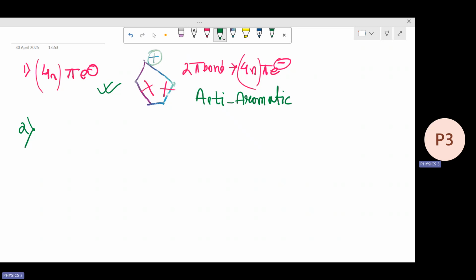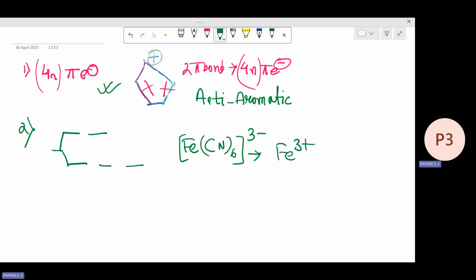Next, question number 2. They have asked which one contains only one unpaired electron. So we have to directly go for D and F block. According to the concept of D and F block, we all know that CN is a strong field ligand. Fe(CN)6 3-, having 3 negative, will give me Fe3+. Fe3+ possesses 3d5 electrons.